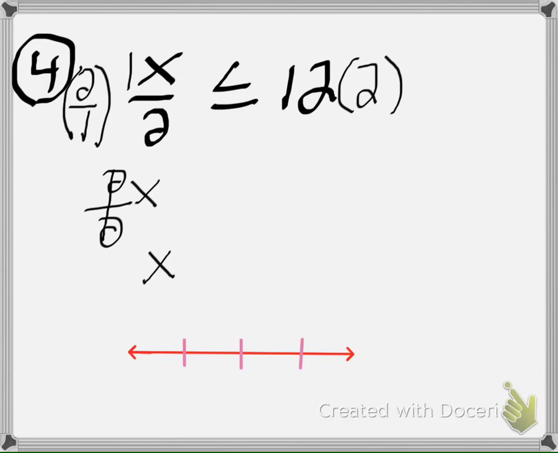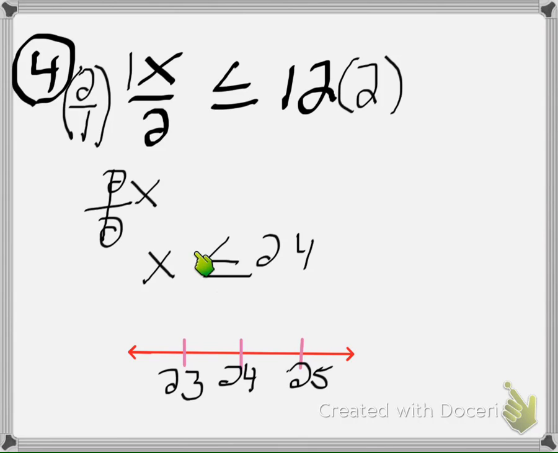Okay, bring down your inequality sign. And over here, 12 times 2 is 24. Okay, you should know now that this goes right here. 24, 25, and 23. Okay? Now, x is less than or equal to 24. All the numbers that are less than 24 are to the left. And so I fill this in. I filled it in because of this. And I'm shading to the left.